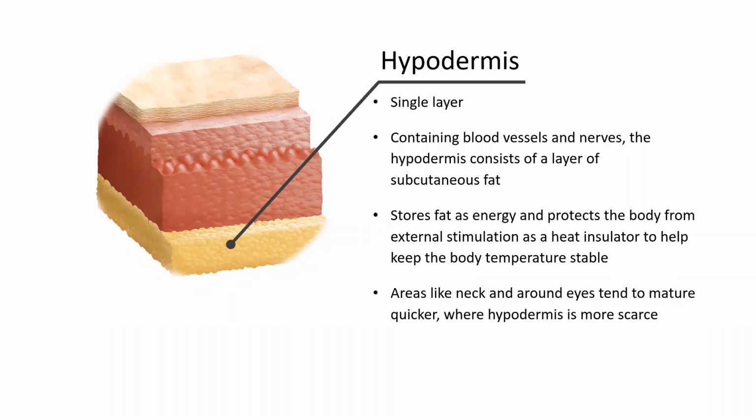This is important to note as well, that areas like around your eyes, on your neck, the reason that those typically begin to mature or we see those signs of aging first is because your hypodermis, that's where it's less scarce, even in your hand. So when you think about it, it kind of makes sense, right? So that fatty layer is really important in terms of really helping to keep your skin healthy.